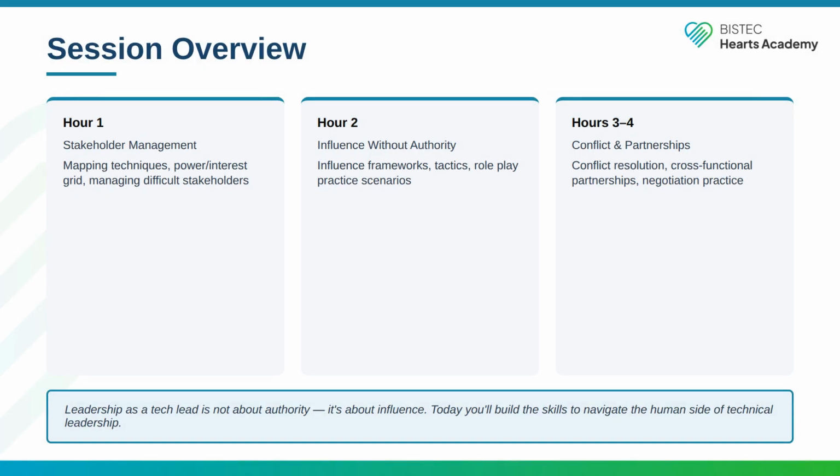Here's how the 4 hours break down. Hour 1 covers stakeholder management, mapping techniques, the power interest grid, and strategies for managing difficult stakeholders. Hour 2 is about influence without authority, frameworks, tactics, and practice scenarios where you'll apply what you've learned. Hours 3 and 4 focus on conflict resolution, cross-functional partnerships, and negotiation practice.